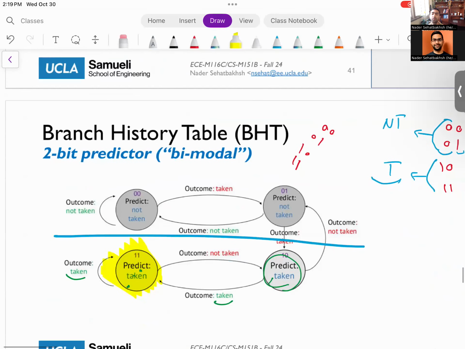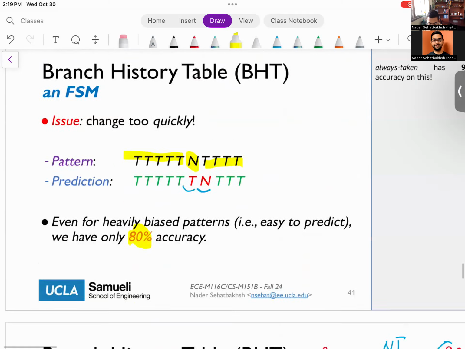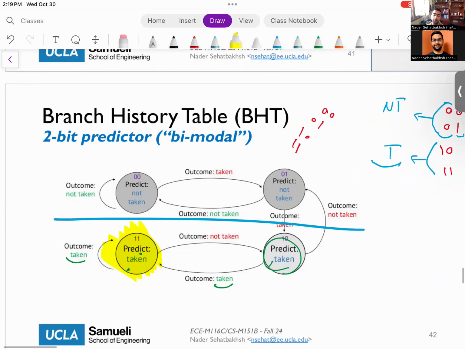Okay, so what do we do instead? We're going to expand our one-bit predictor to what we call a two-bit predictor, or in other words, the bimodal. In bimodal, instead of having two states, we're going to have four states. Two of these four states are going to be predict taken states, and two of these four states are going to be not taken states.